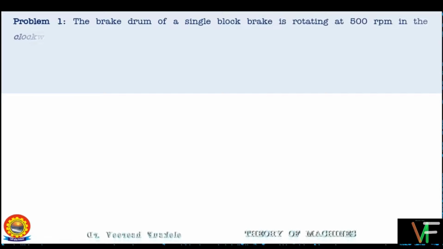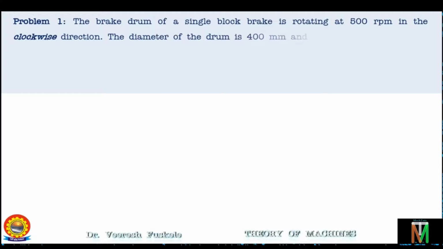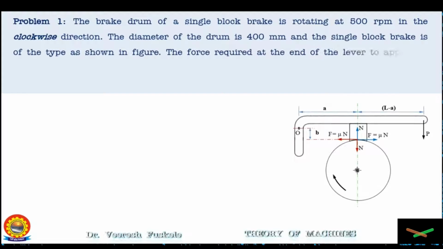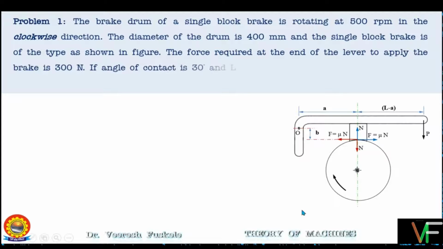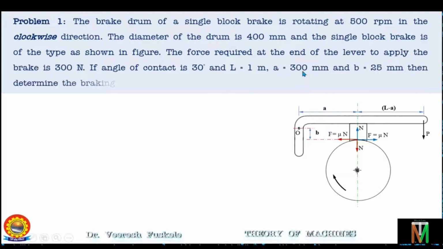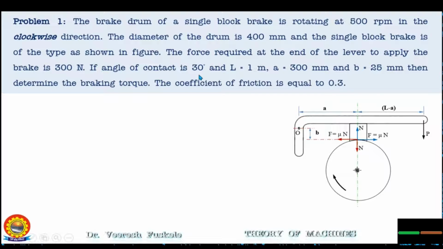The first problem that we'll take up is as follows. The brake drum of a single block brake is rotating at 500 rpm in the clockwise direction. The diameter of the drum is 400 mm and the single block brake is of the type shown in the figure. The force required at the end of the lever to apply the brake is 300 Newton. If the angle of contact is 30 degrees and L is equal to 1 meter, A is equal to 300 mm, B is equal to 25 mm, then determine the braking torque. The coefficient of friction is 0.3.